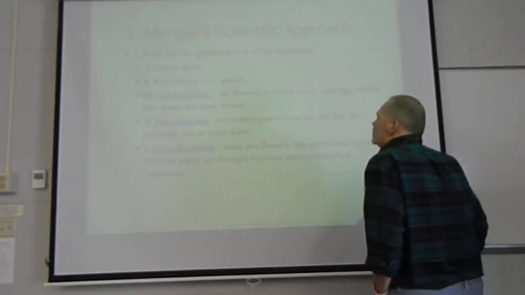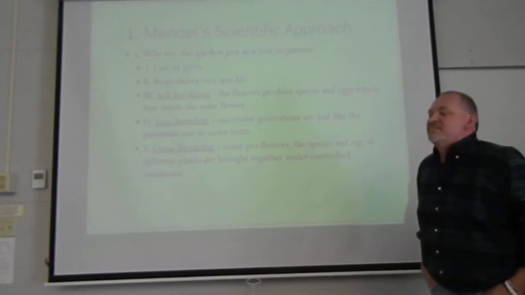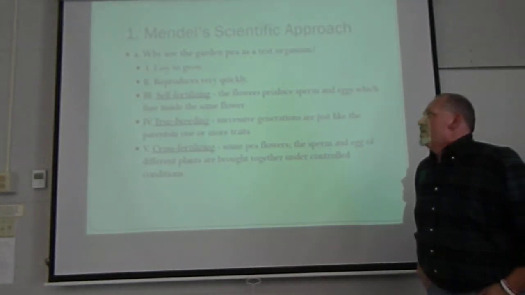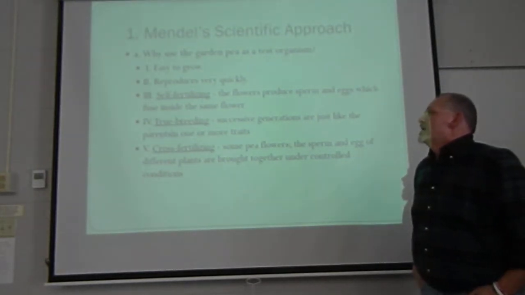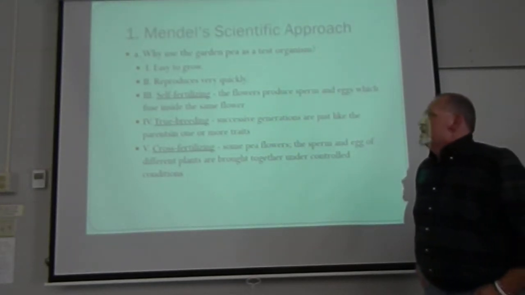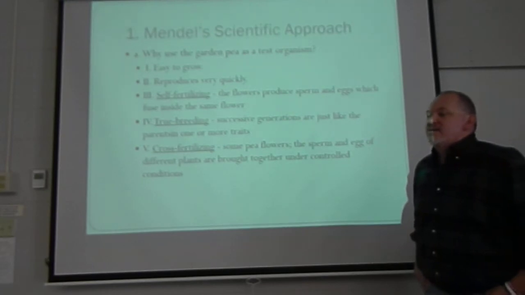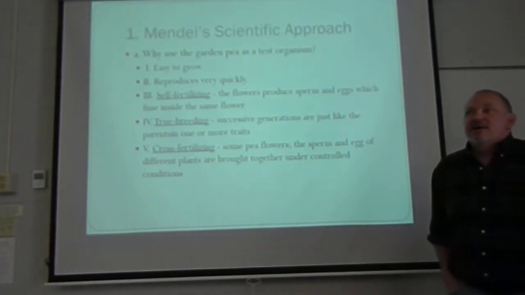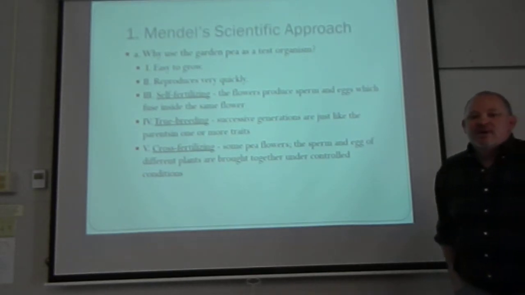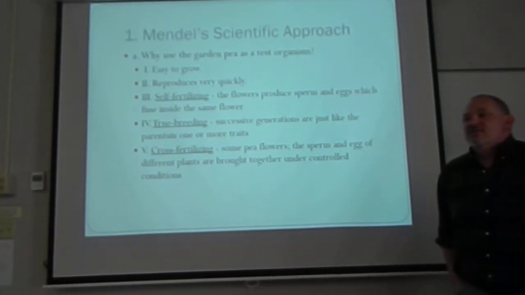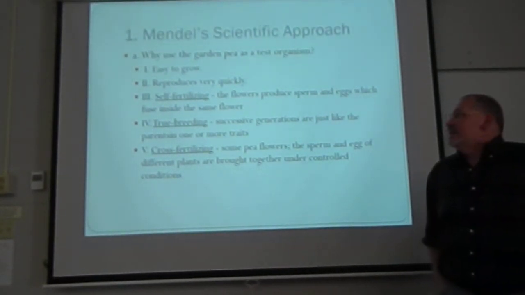Mendel's scientific approach. Why did he use garden peas? Well, he did it because he had to, because that was his chore, that was his duty at the monastery. But the garden pea was a very good test organism because it's easy to grow. I can grow it. If I can grow it, anybody can grow it. It reproduces very quickly. You can have several generations during a growing season. If you use a greenhouse, you can get even more.